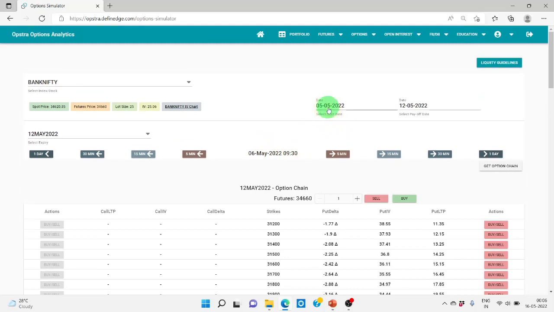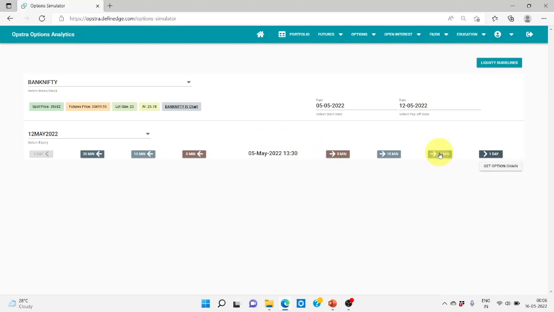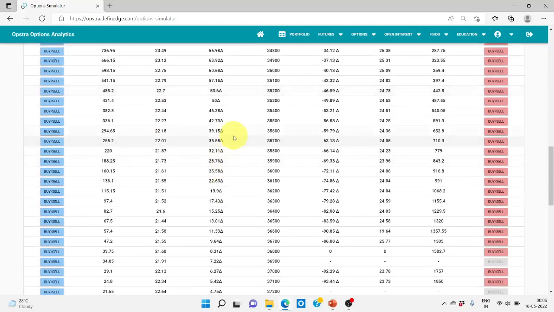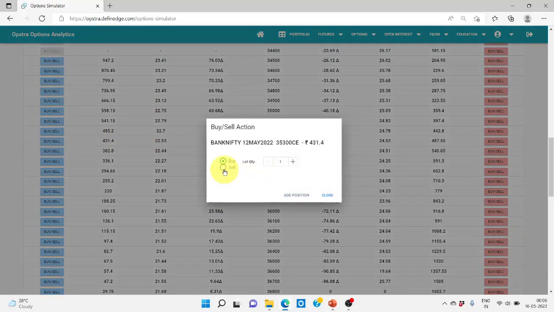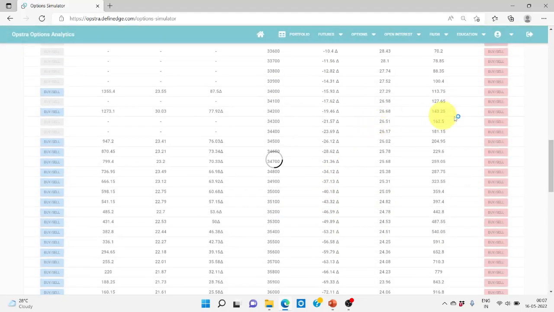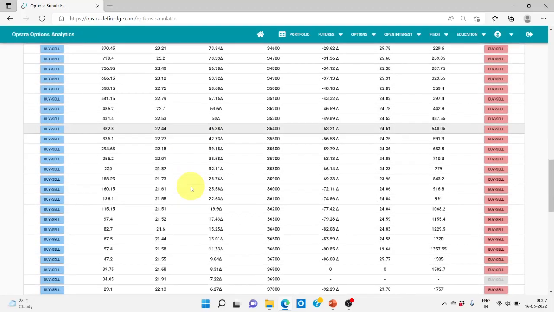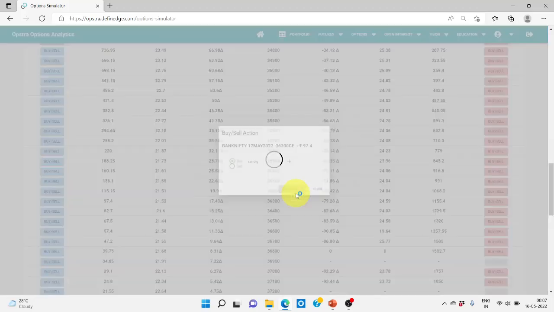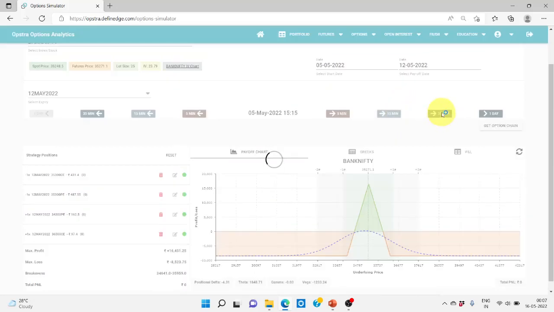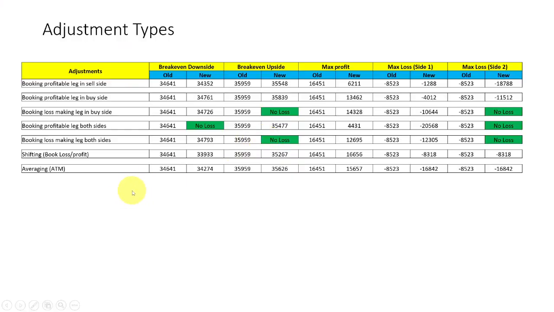Before going into that strategy, let me get back to how it was before, so that I can explain the remaining strategies. So 35,300 we have sold, and 1,000 points away we are buying on both sides. This was how it was looking, and by 9:30 the break even was breached. Now we are going to do an average at the ATM price.